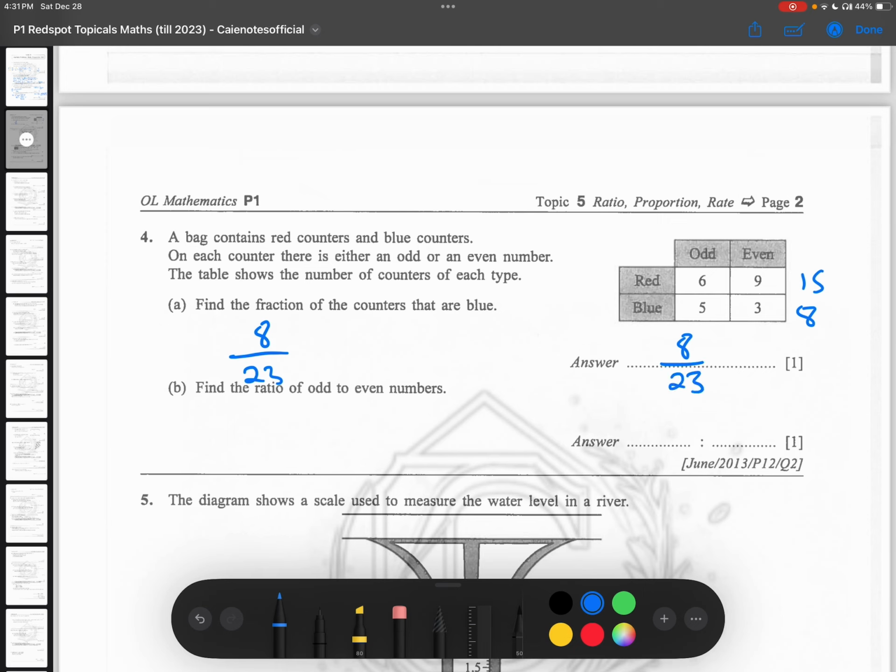Now part B says find the ratio of odd to even numbers. The total number of odd numbers is 11, 6 plus 5. And the total number of even numbers is 12. So this is the ratio of odd to even numbers, 11 ratio 12.